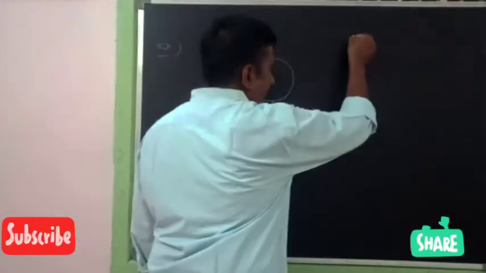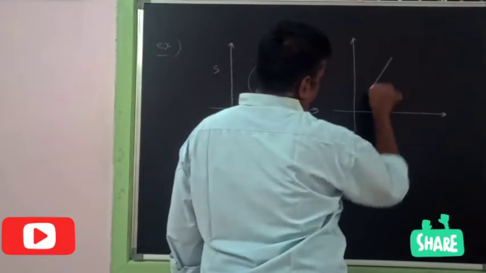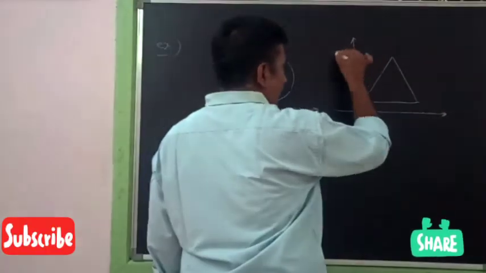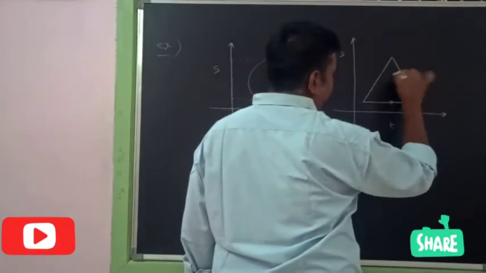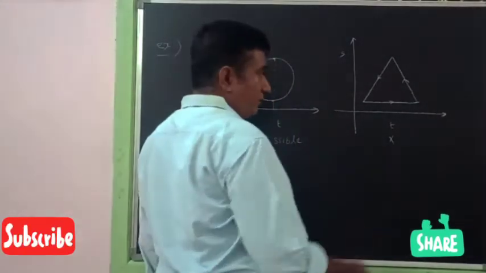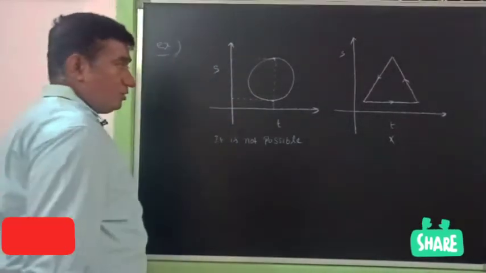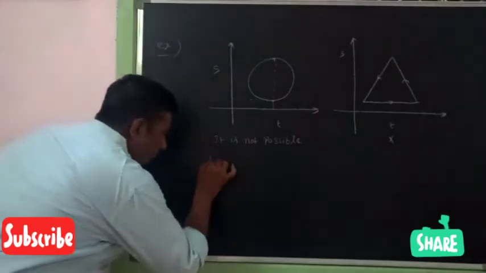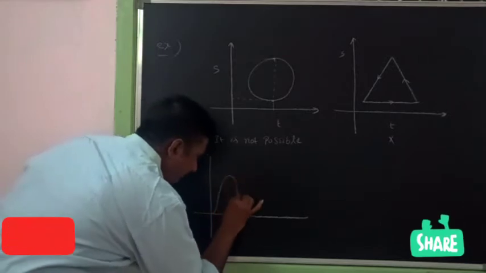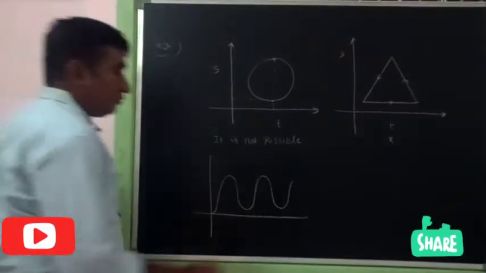In the same way, you can take it like this. If they have given an example like this, a displacement-time graph, is it possible? It will not be possible, because at the same time it has two displacements. Based on this we can tell. So here we can take one more example.